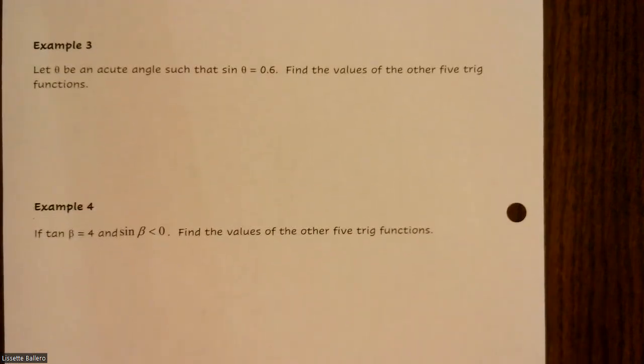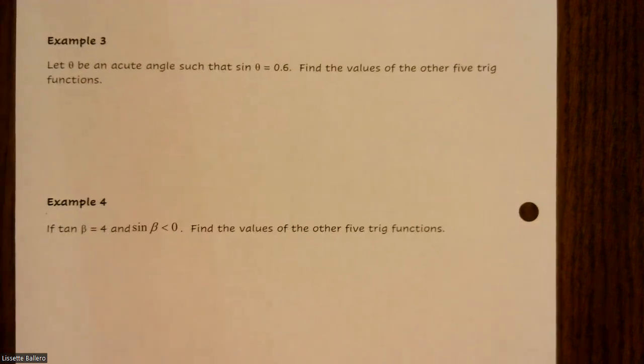We'll come back to that part with the calculator. So here it says, let theta be an acute angle such that sine of theta is equal to 0.6. Find the values of the other 5 trig functions. So this is one way that you would see this question.